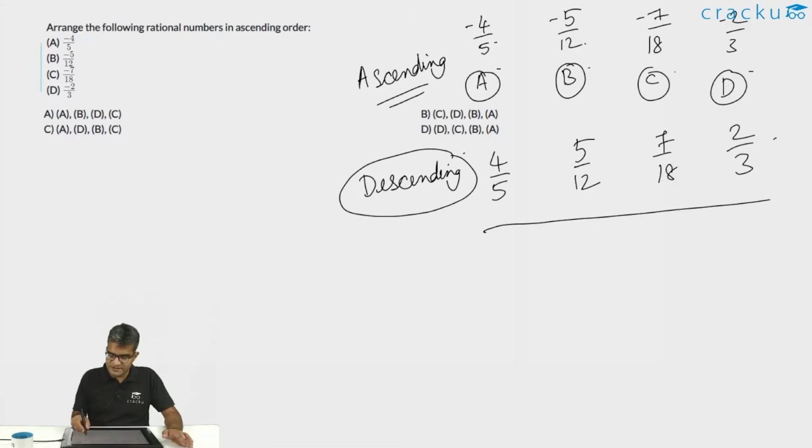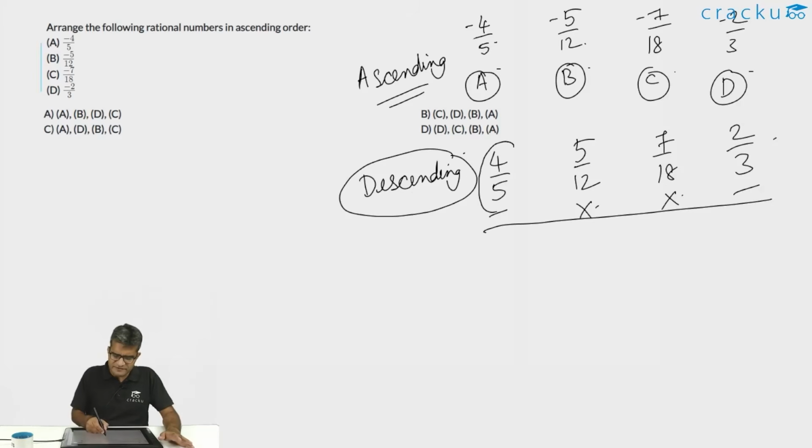Now, out of these 4 numbers, which number is the largest? If you're not able to calculate that, at least try to separate them. You can separate them by asking how many of them are actually greater than 1 by 2. This is less than 1 by 2, because 5 by 12 is less than 6 by 12, which is 1 by 2. This is less than 1 by 2, because 7 by 18 is less than 9 by 18, which is equal to 1 by 2. These two are greater than 1 by 2.